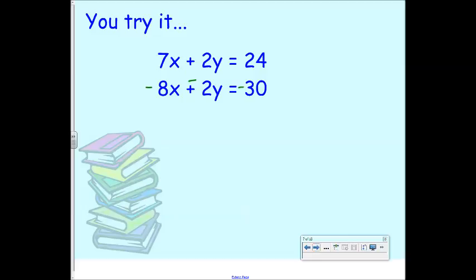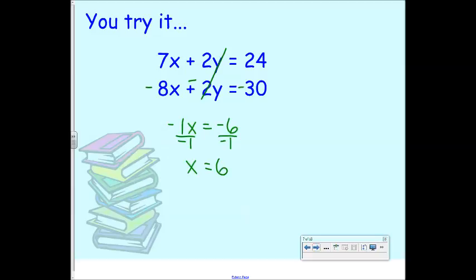Okay, so now can we do it? What happens with the two y's? Those are gone. What's 7 minus 8? Negative 1x. And then what's 24 minus 30? Negative 6. Good. And I divide by negative 1. Divide by negative 1. And you get x equals... What do you get? 6.